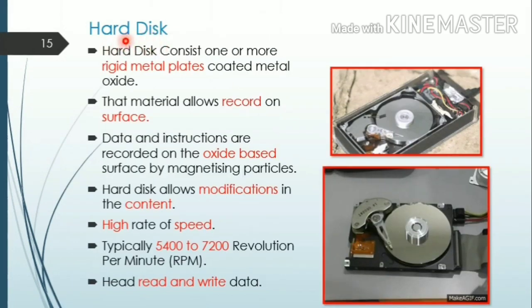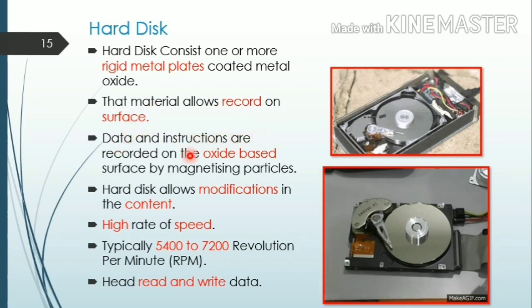Now the first type of secondary storage device is the hard disk. You can watch it on the screen. This is a head writing on the disks kept inside the hard disk. Let us elaborate more. A hard disk consists of one or more rigid metal plates coated with metal oxide, called platters. This is a head writing over the platters. That material allows recording on the surface. Whatever document we save, that material is recorded by this head on the platters.